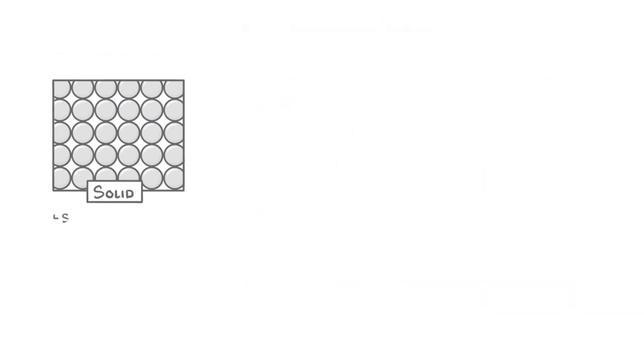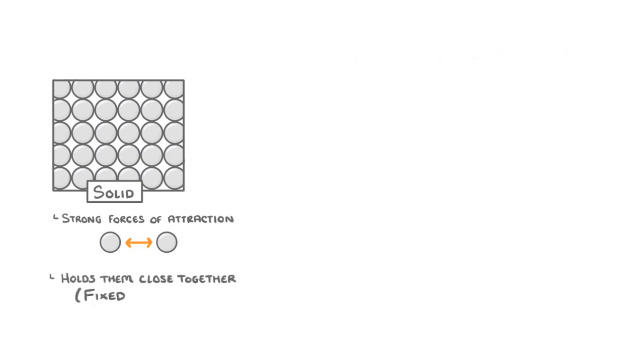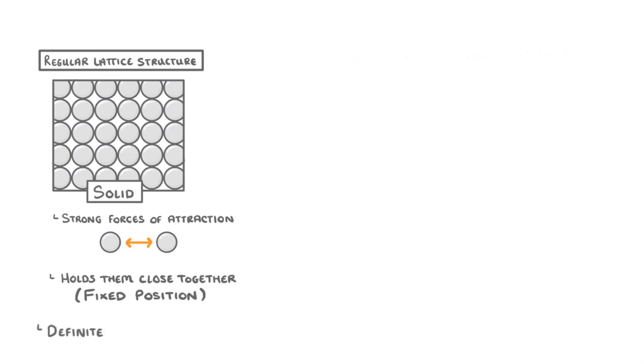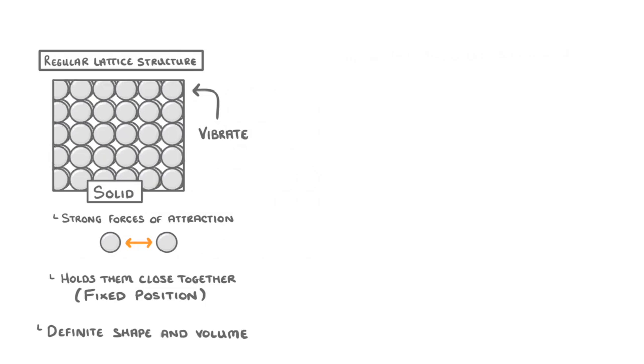In solids, there are strong forces of attraction between the particles, which holds them all close together in a fixed position to form a regular lattice structure. And because the particles are fixed, the overall substance keeps a definite shape and volume, so can't flow like a liquid. The particles can vibrate around though, so you can imagine them constantly jostling against one another.